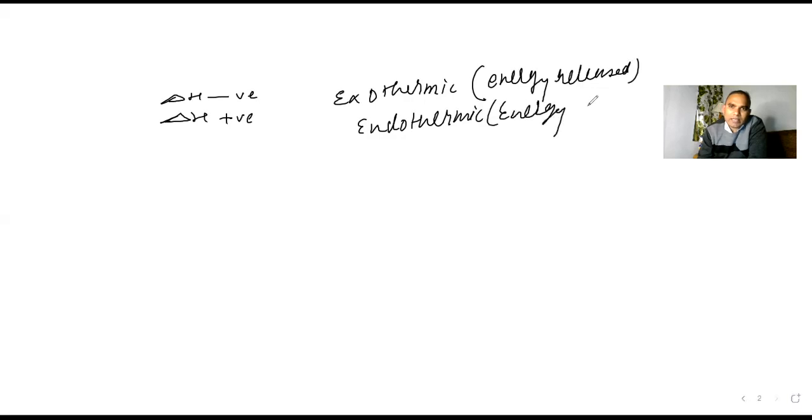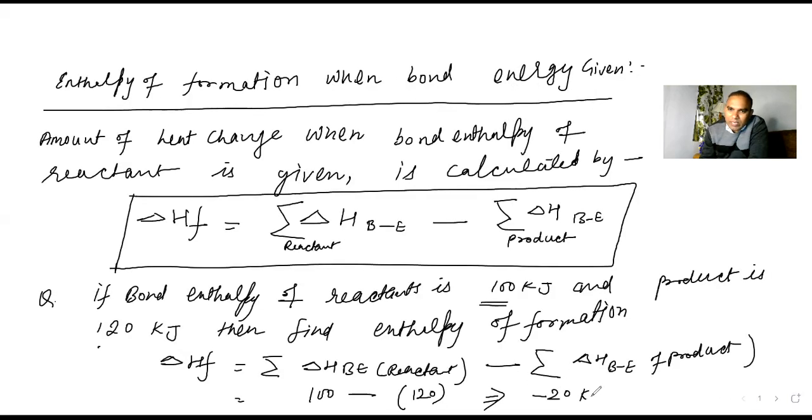So that is a little bit of concept that we need to keep in mind. Here you see they are saying minus 20 kilojoule. So how much enthalpy change when one product is formed in the reaction? That is minus 20 kilojoule. Can you understand this? Okay.